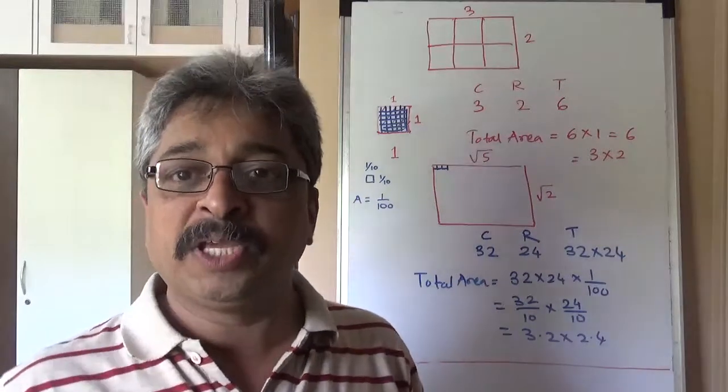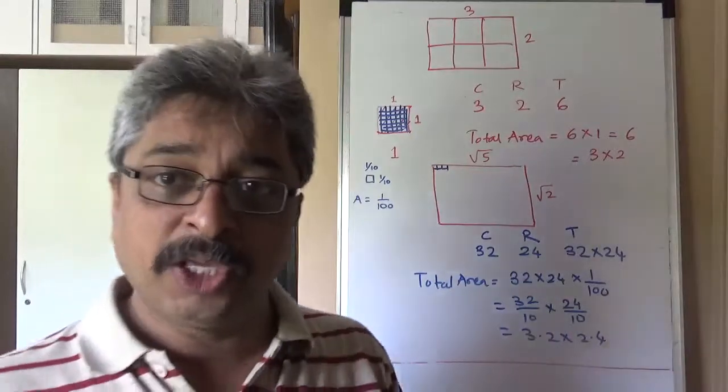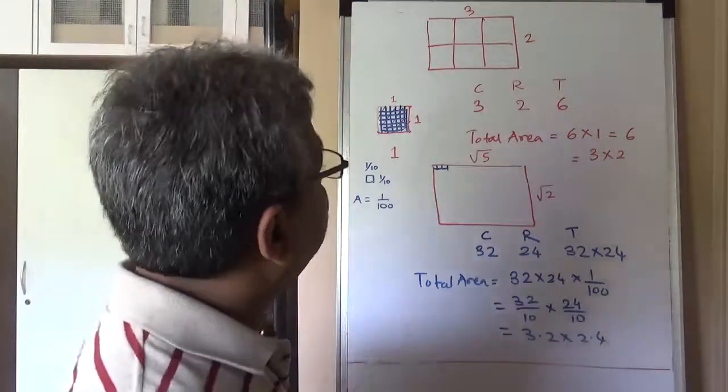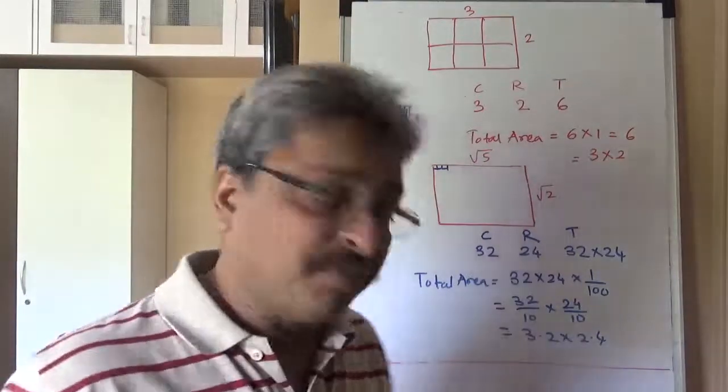You also keep thinking about it. Why should the area of a rectangle be length into width even if the sides are irrational? We will discuss the solution in lecture number 35.